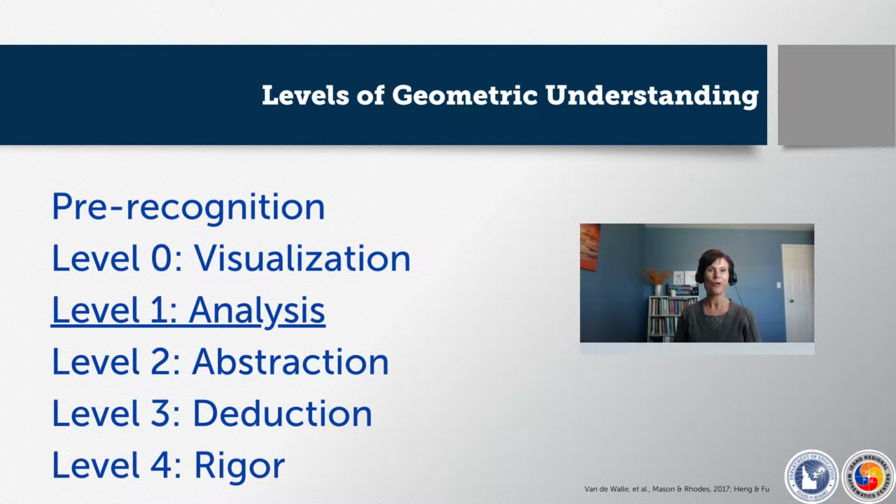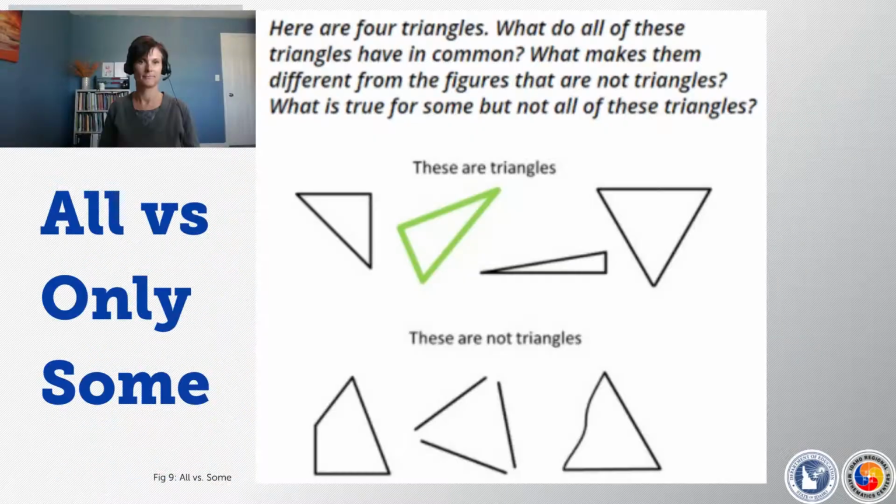Now that we've seen the whole progression of geometric thought and logical reasoning, let's dive deeper into Level 1, which directly correlates to the geometric work we will do in first grade. By first grade, students should know and use the following terms: shape, two-dimensional, three-dimensional, rectangle, square, trapezoid, triangle, cube, cone, and cylinder. Given this task, here are four triangles.